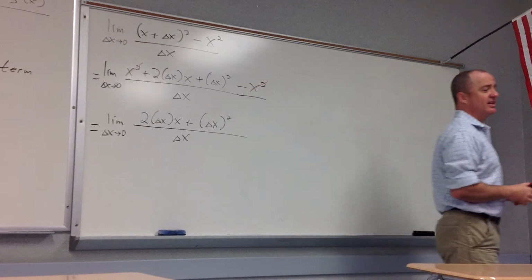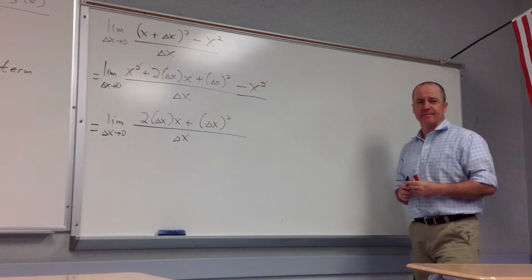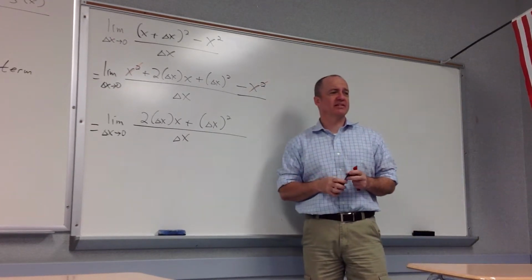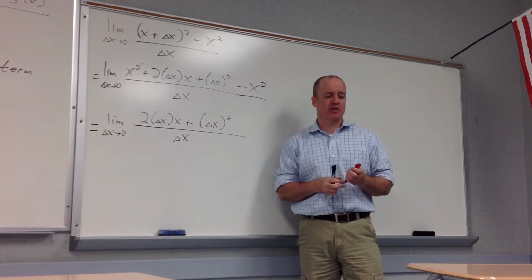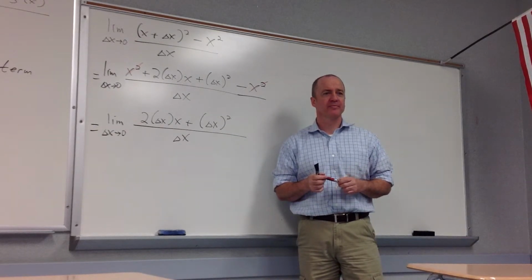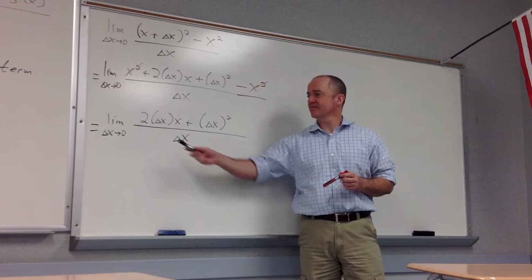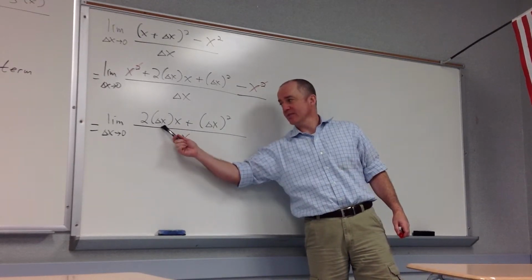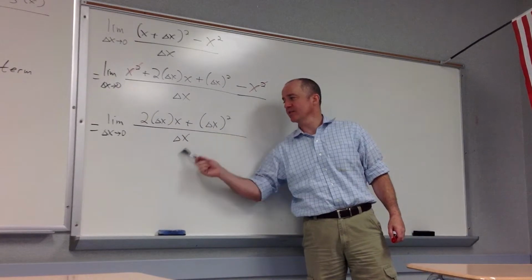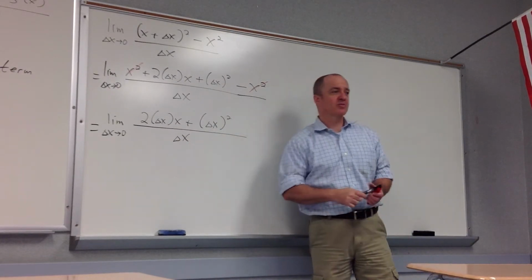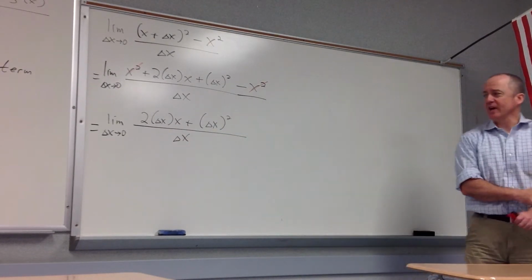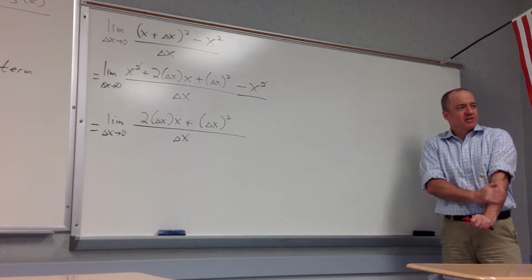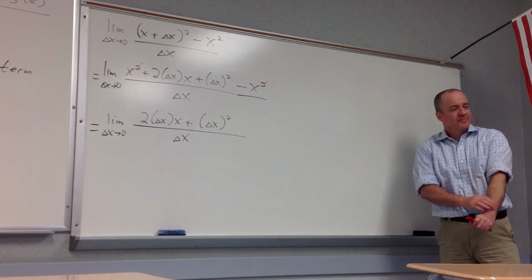Is it okay to let delta x equal 0 yet? What will happen? If I let it equal 0, what do I get? You get 2 times 0 times x plus 0 squared over 0. Nothing. Can't dodge the problem yet. Remy, you figured out how to fix this problem yesterday. You remember what you did? What do we do?